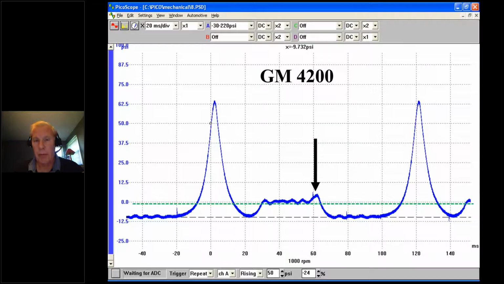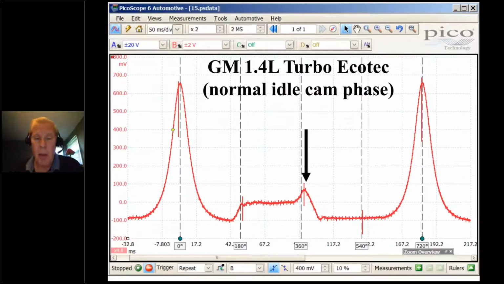I move forward a few years. This is a GM 1.4 liter turbo Ecotec, maybe you find in a Cruze, that has normal idle cam phase. I'll define that in a second as well, but you'll notice I have an EVO. There's a little bit of noise in this pattern, but it's okay. I have an EVO, I have a pretty good 0, and then right here you can see towards the end of the exhaust stroke, beginning of the intake, there's a positive going pressure pulse. And I wonder if that's good or bad. So I need to talk about this, and I've used this example so I can make an additional point.